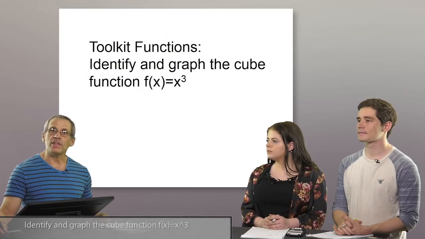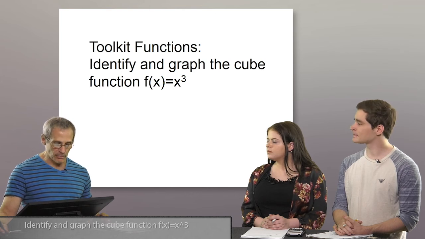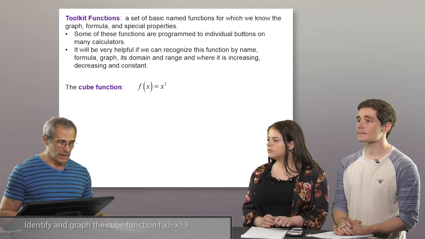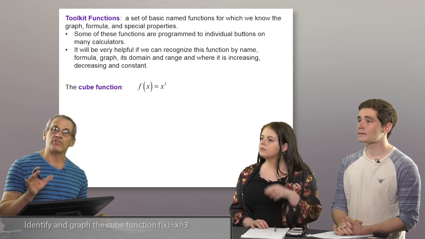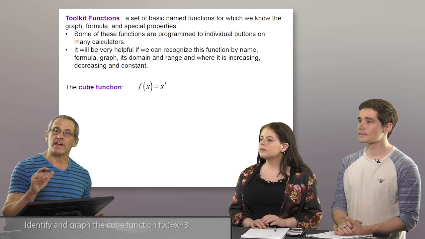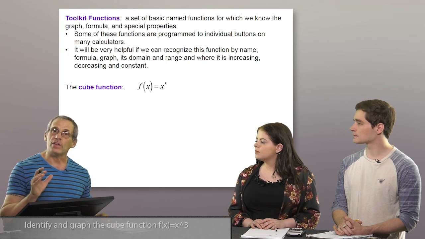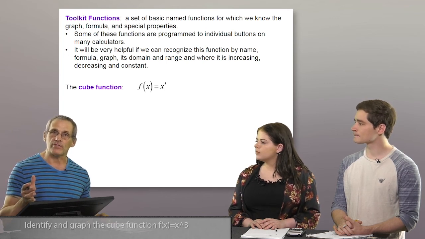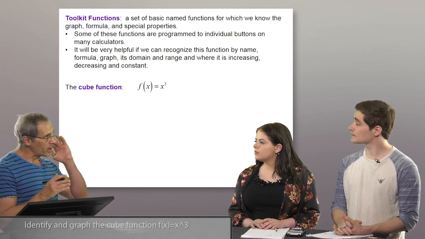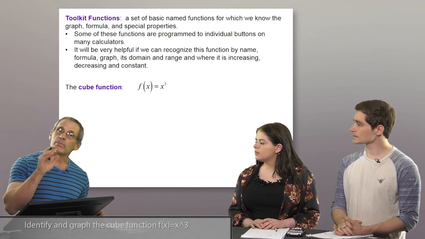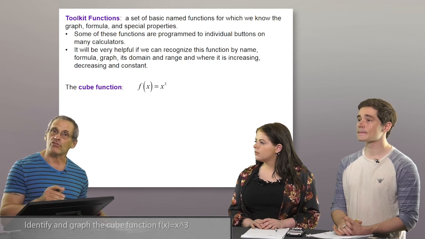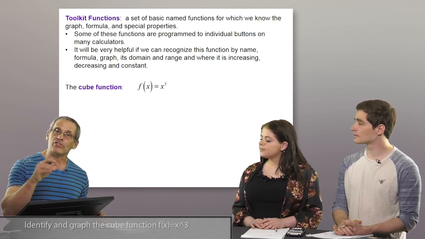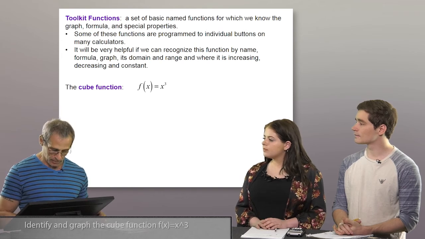Toolkit functions. We need to identify and graph the cube function, f of x equals x cubed. Now the toolkit functions are a set of basic functions, and today we're looking at f of x equals x cubed. We need to be able to recognize the formula and the graph and some special properties. We need to be able to see the graph in our mind's eye and be able to read off the domain and range for this function, as well as where the function is increasing, decreasing, or constant.